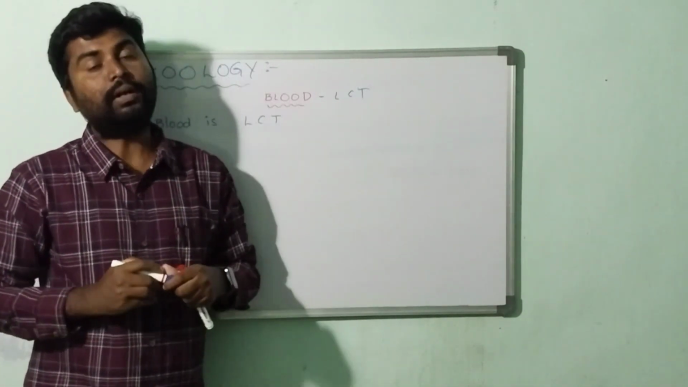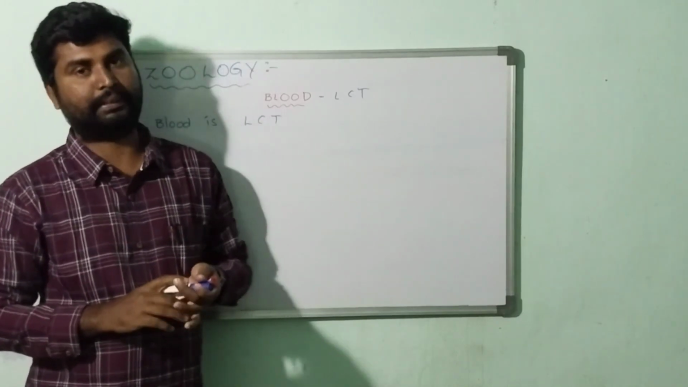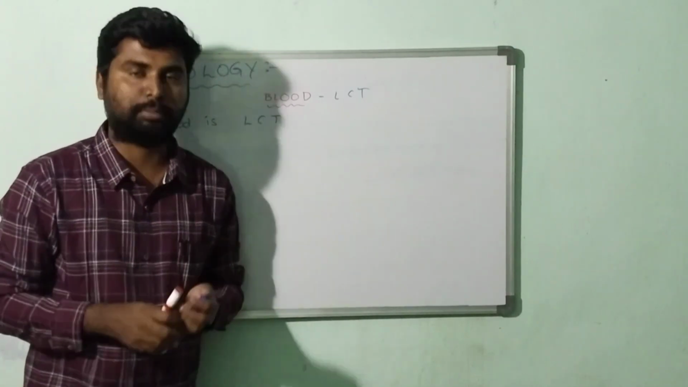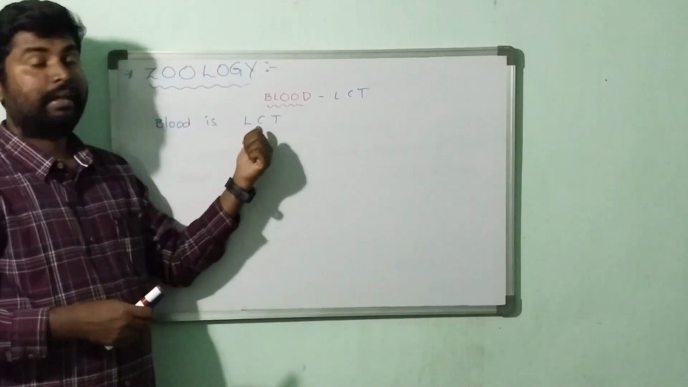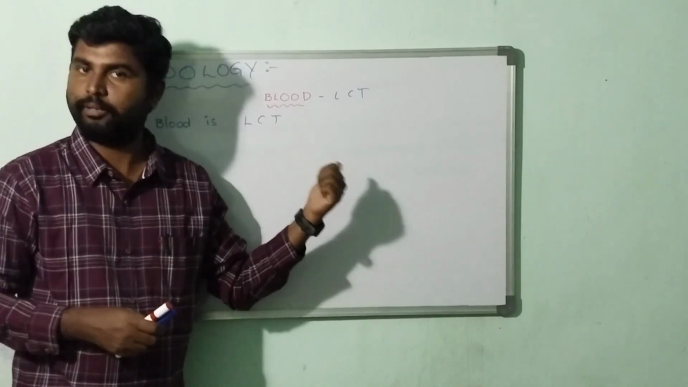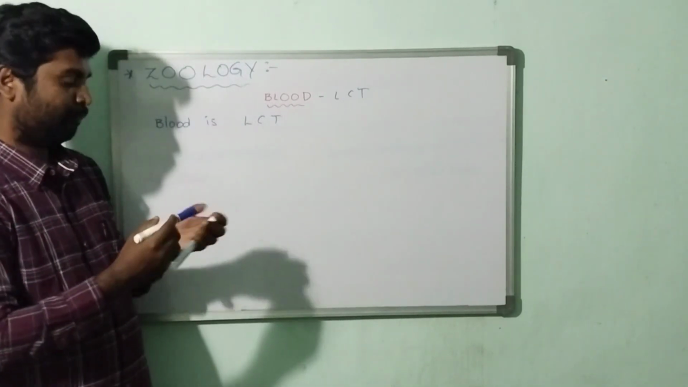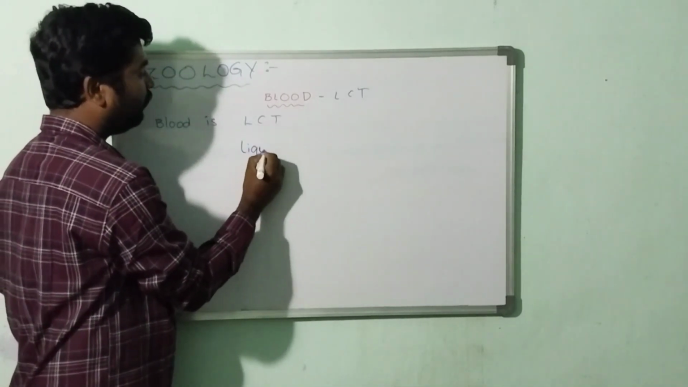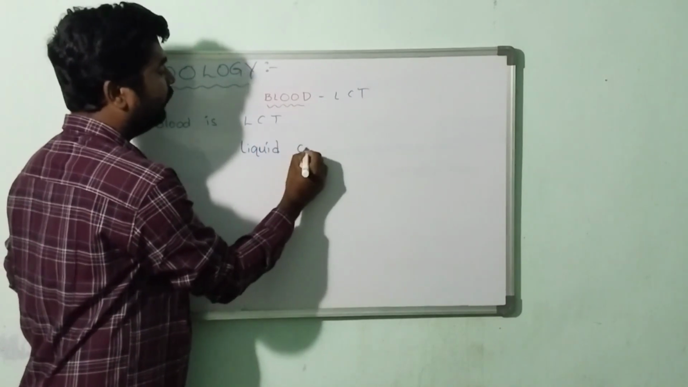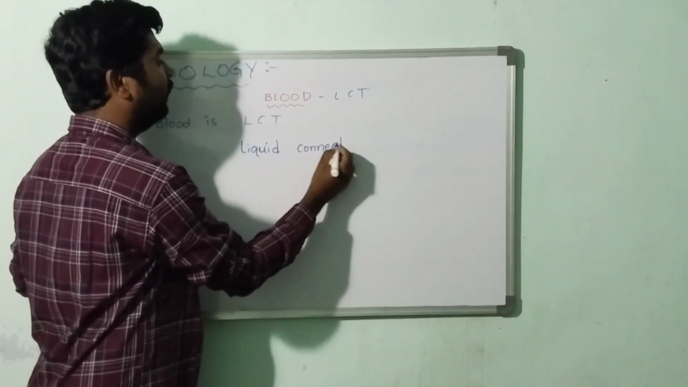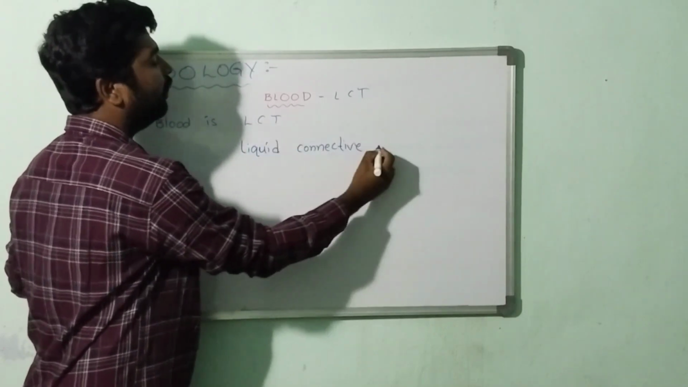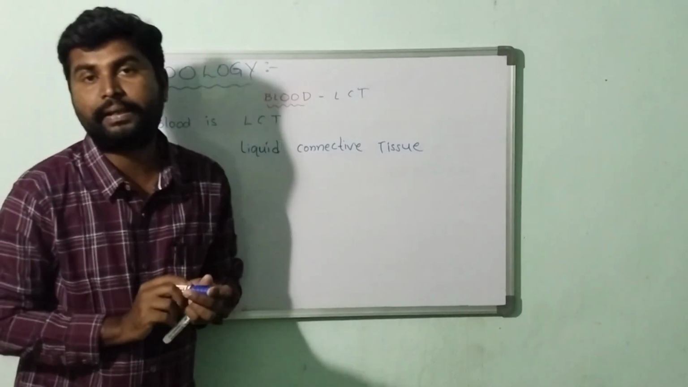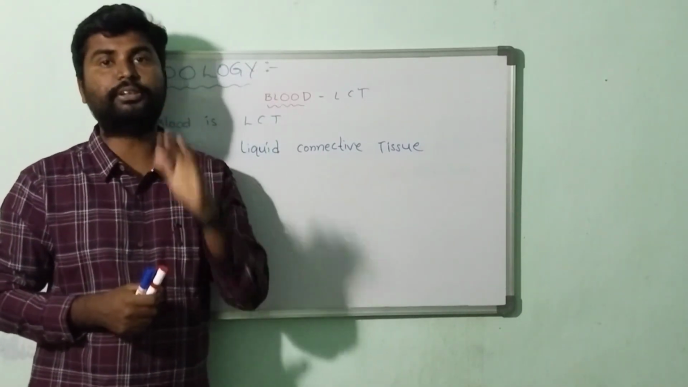Now tell me, what is the definition of blood? What can we call blood? So I wrote here on the board, blood is LCT. LCT means L for liquid, C for connective, T for tissue. So blood is nothing but a liquid like connective tissue.